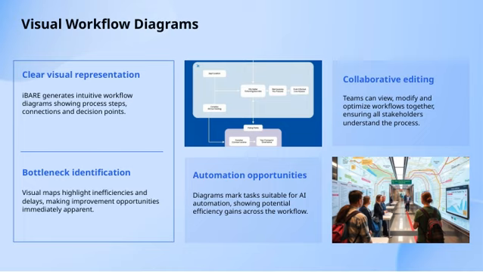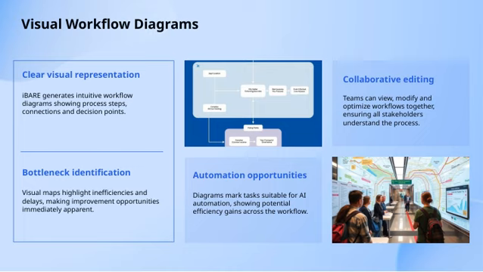Another important aspect is automation opportunities. The diagrams clearly mark tasks that are suitable for AI automation, so you can see where implementing automation could lead to significant efficiency gains across your entire process. And finally, collaborative editing is a major advantage. Teams can view, modify, and work together to refine workflows in real time. This collaboration ensures that all stakeholders have a shared understanding of the process, which is essential for successful implementation and continuous improvement.